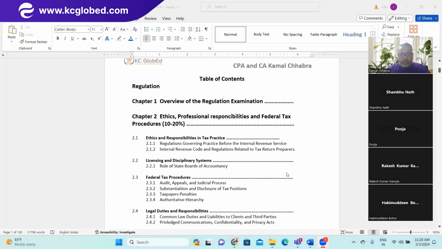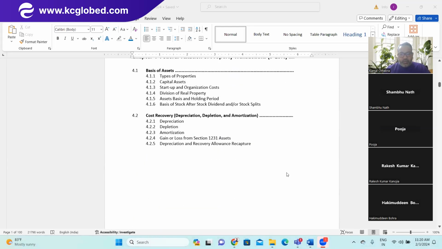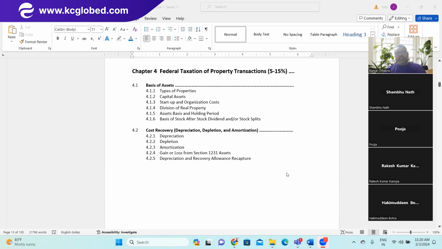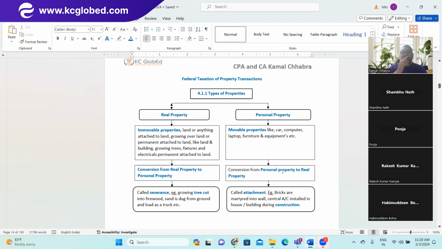Yeah, so we have gone through the overview and everything. So now we'll be jumping directly onto the fourth chapter, which is starting off the taxation part of it. So federal taxation of property transaction, similar to capital gain or property, plant and equipment sales, basically, right? So first thing we'll be understanding here is the type of property. To understand the capital gain on property, first thing very important is to understand the property. What are the types of property?